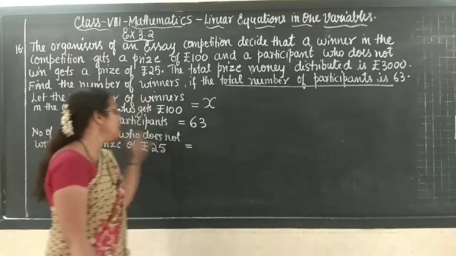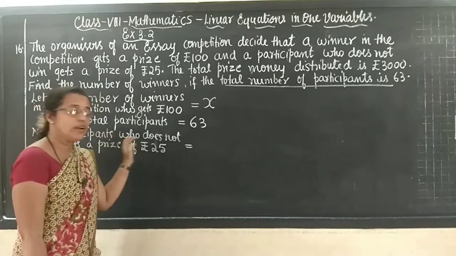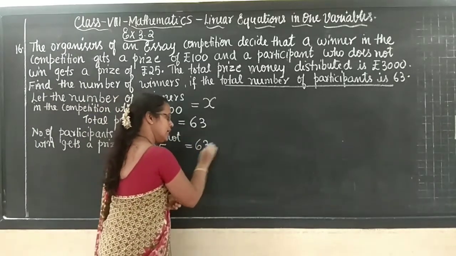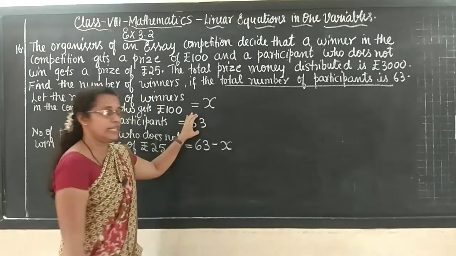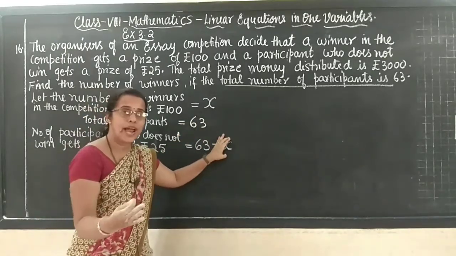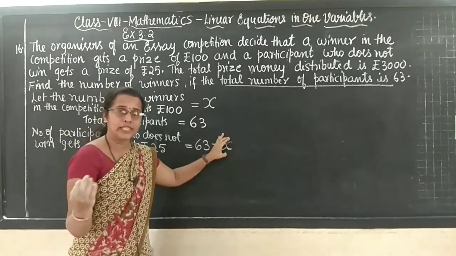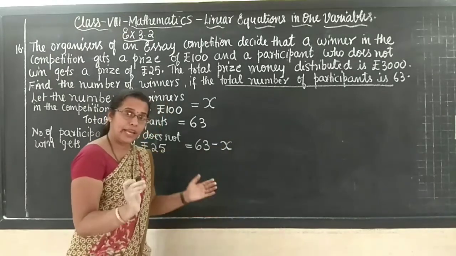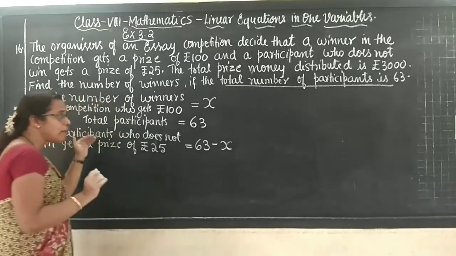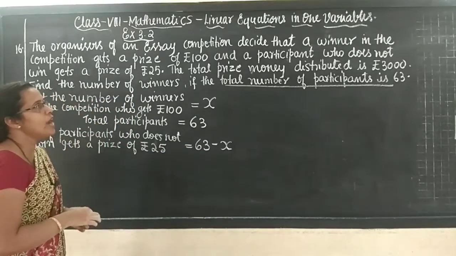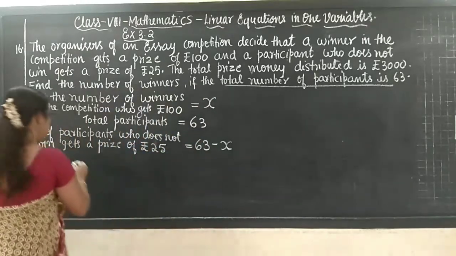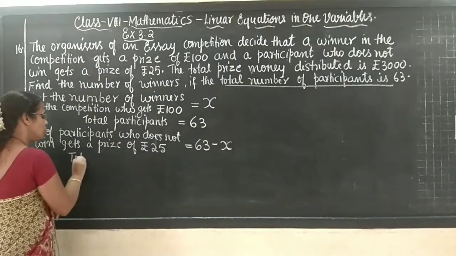Yes, children. How many participants do not win? How many is what you have to write? 63 minus x. 63 is the total participants, x are the winners. If you subtract that, you will get the remaining participants. Okay. So now this is about the participants and the winners. Now what is the total money distributed for the whole? So, total money distributed.